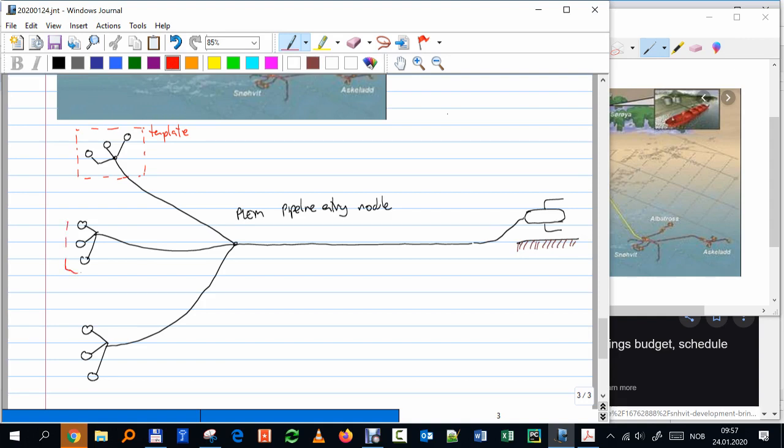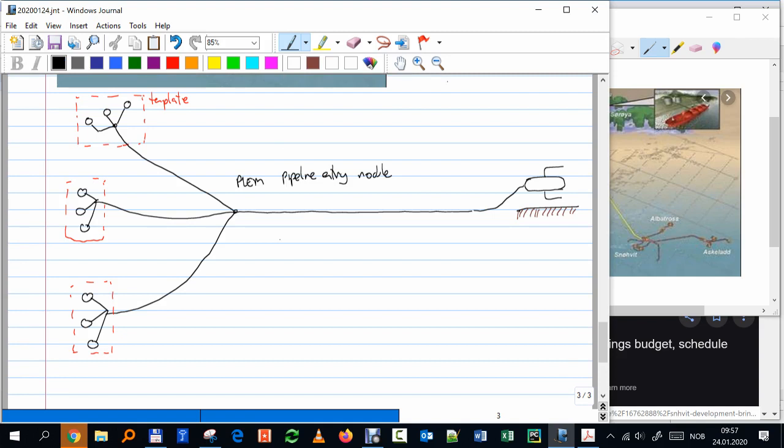And all of these are in templates. I have three templates, and each template has three wells, so in total I have nine wells. All of them are producing from the same reservoir. Let's say the reservoir is here. Our main task is to compute Q gas versus time.